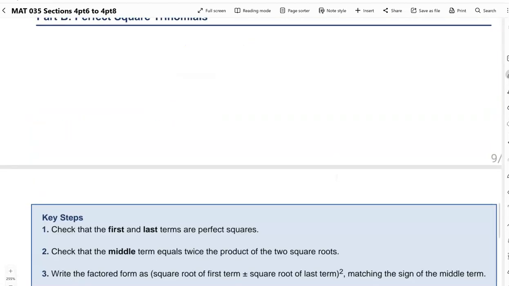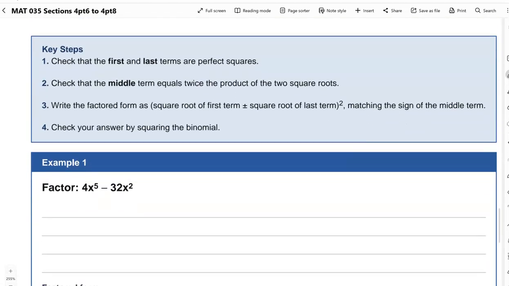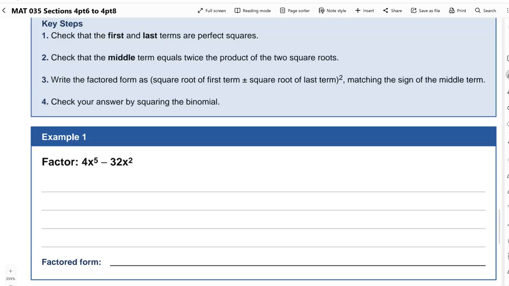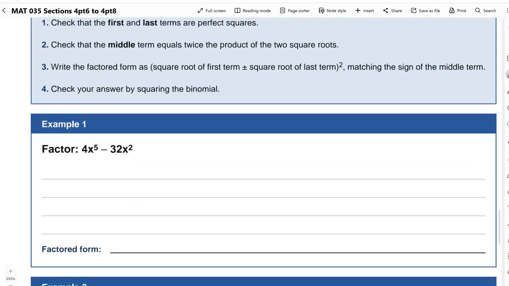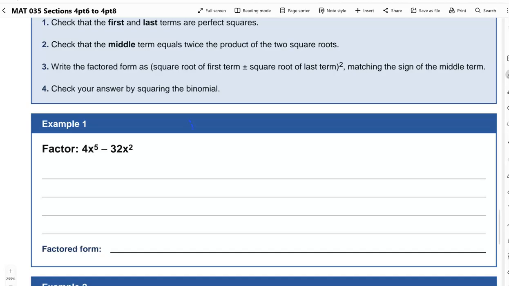Perfect square trinomials. Really, this is just factoring the way that we would normally factor. So this first one is not a perfect square trinomial. It's just kind of hidden, that does not show up very well. This one is a hidden difference of squares.